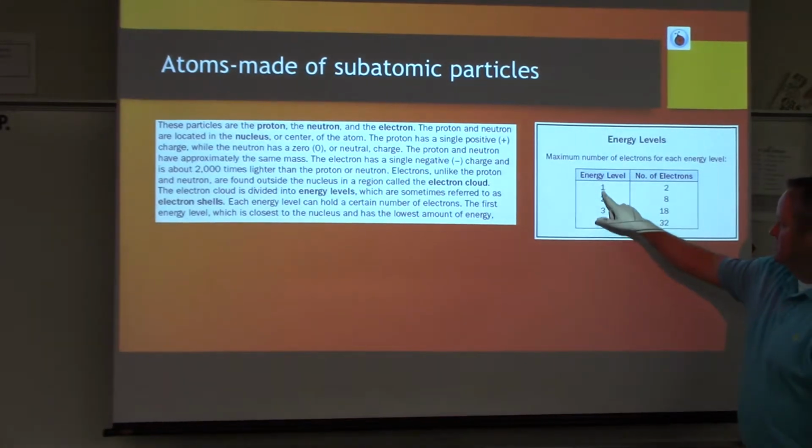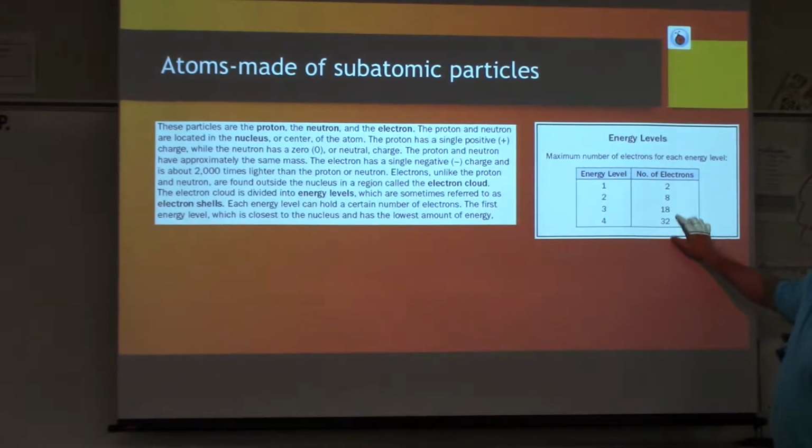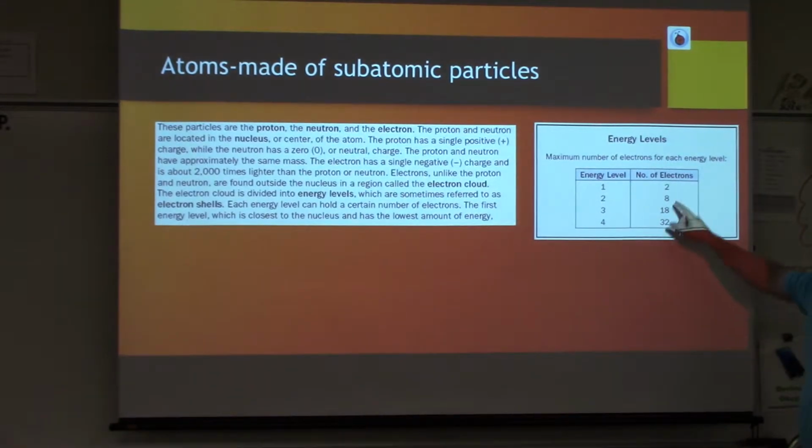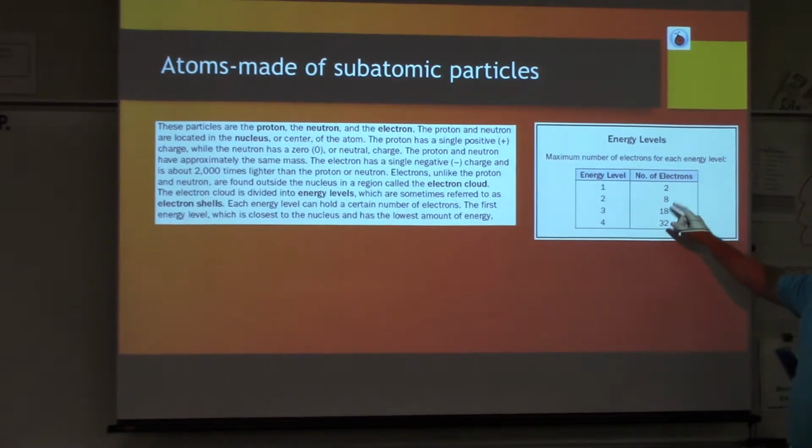But going back over here a little bit, in this table, we see the different energy levels, so the first, second, third, and fourth, and the number of electrons that each can hold. So the first is very tiny, it can only hold 2. The second level can hold 8, the third can hold up to 18, and the fourth can hold 32.